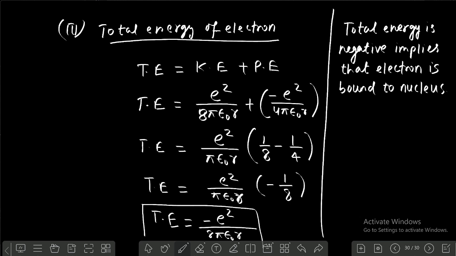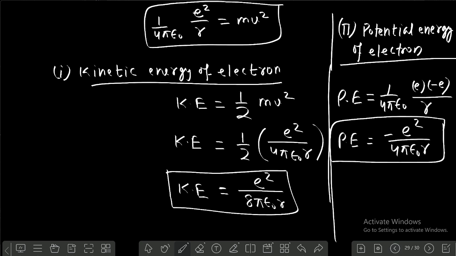Potential energy. All of you listen here. If two charges Q1 and Q2 are separated by distance r, the potential energy will be K Q1 Q2 by r. You studied this in electrostatics, Chapter 2, Electrostatic potential and capacitance. For Q1 Q2 at distance r, U equals K Q1 Q2 by r.